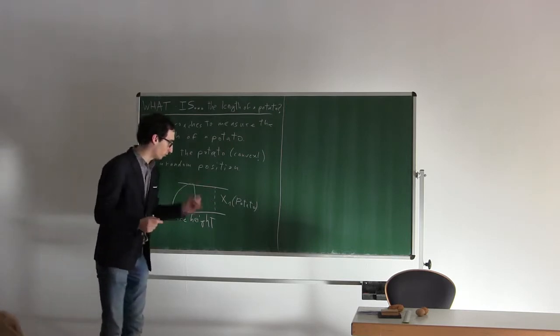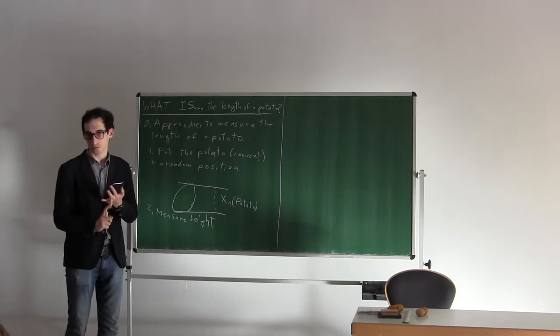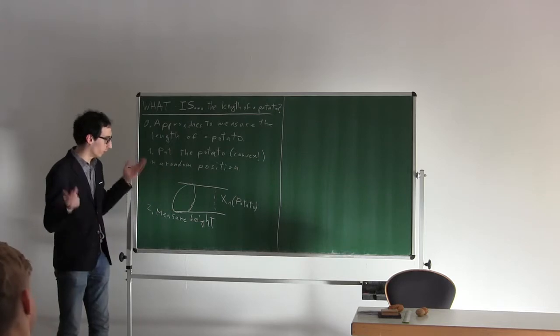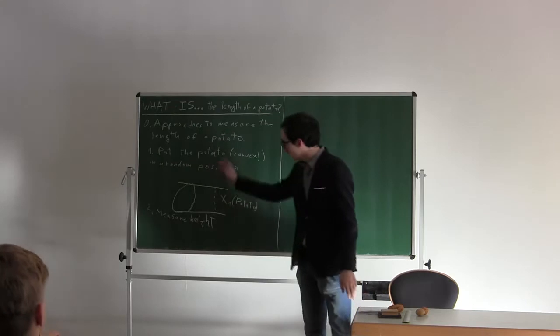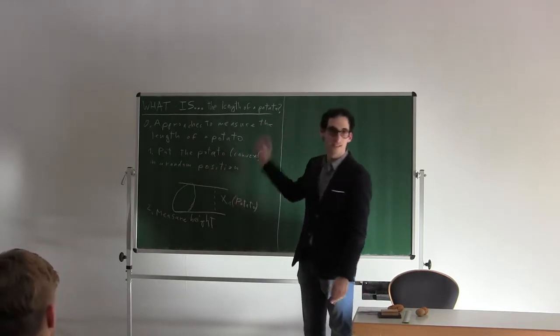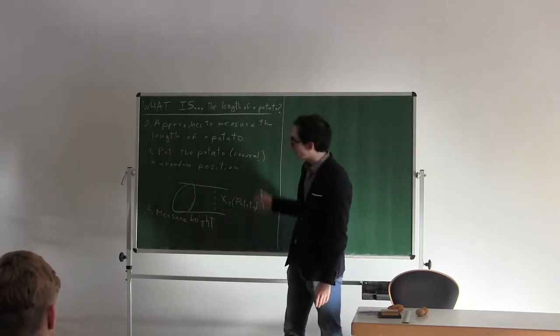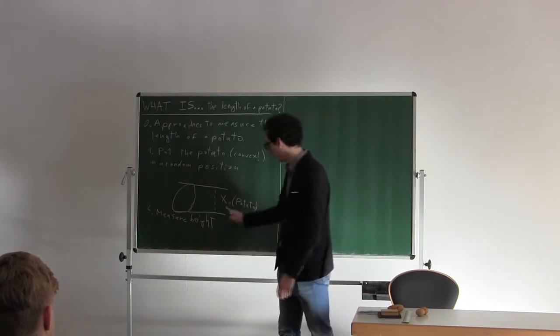Does it relate to the usual measures of a potato? So what is the volume or what is the surface area of the potato? Is there any relationship between them or not? So this is the first thing that one wants to check: does this make sense in a way that you can call this quantity the length of a potato? Okay, so this will be the random variable.